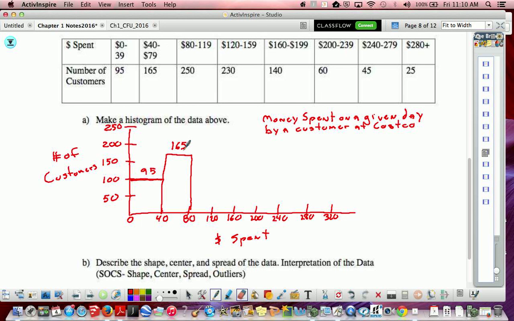Notice how they're connected here. 250. 230. And then 140. 60. 45. And 25. See, my 4s, they don't like my 4s sometimes.